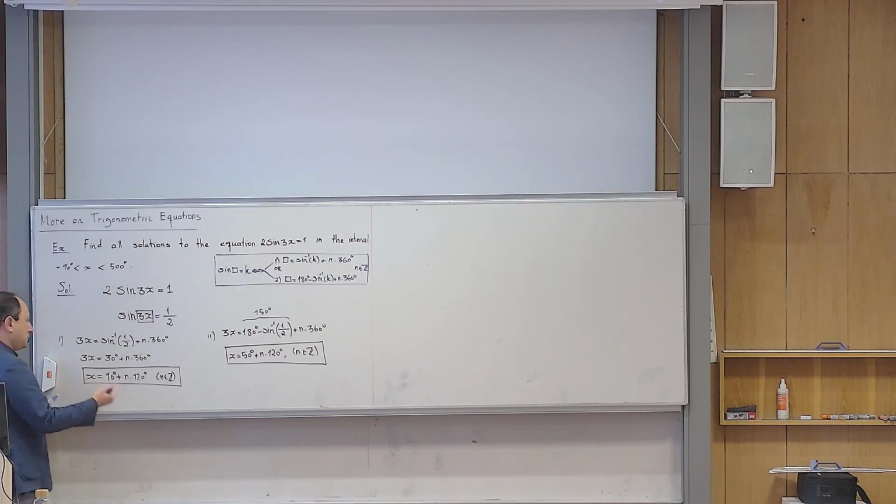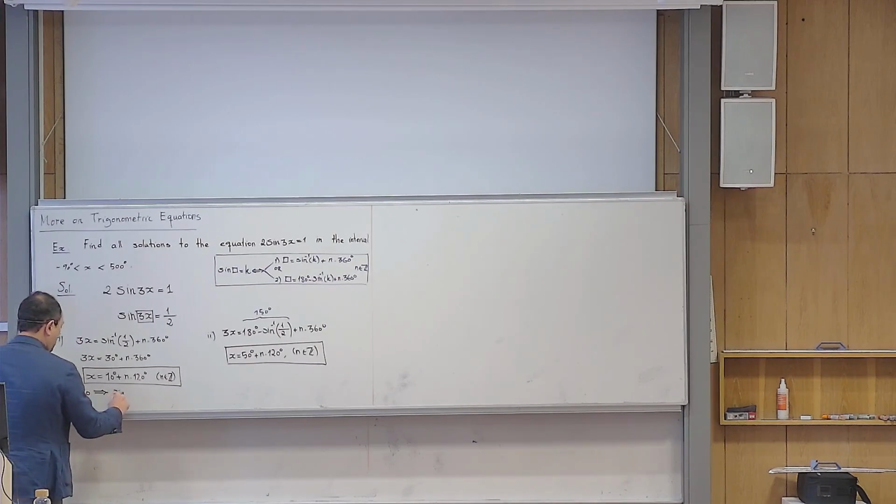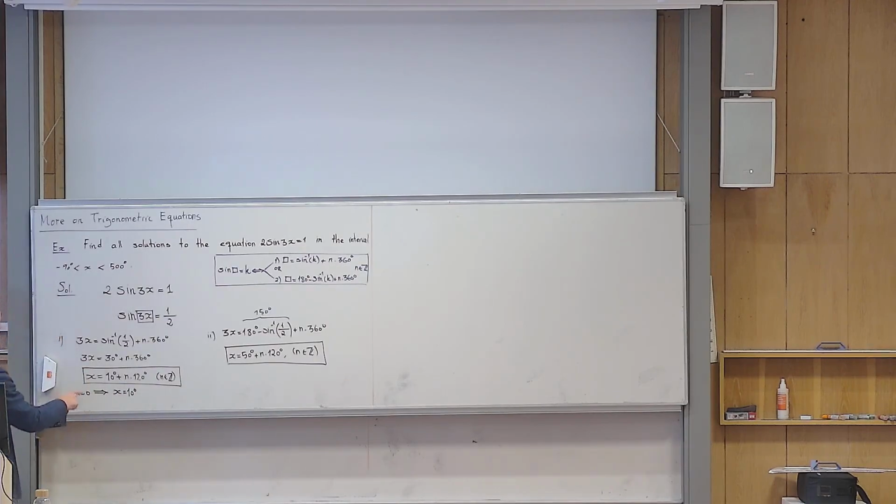So n minus 1 does not work, and nothing before -1 will work. So let us start with 0. Does 0 work? Yes, because if I put n equals 0, one answer that you get is x equals 10 degrees. And 10 degrees is really between minus 90 and 500. That's it. And then how many numbers can I go up?